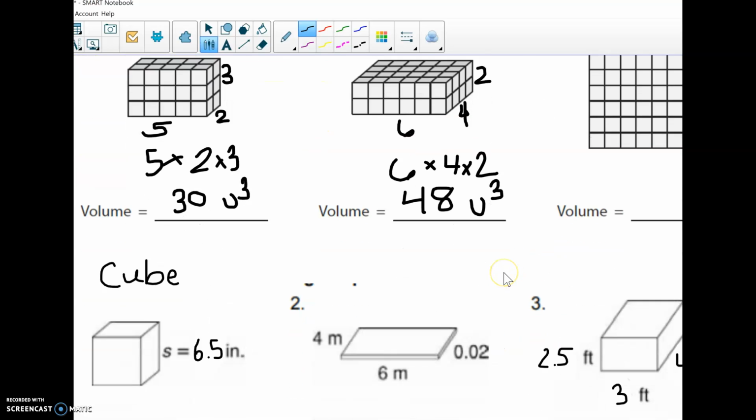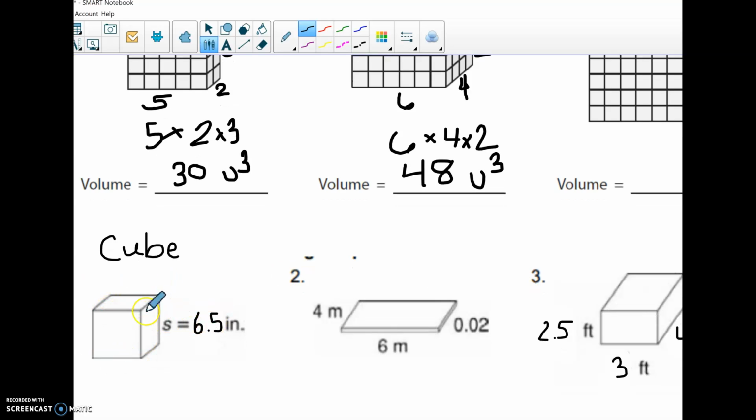Okay? Alright, what if I have a cube here, like a dice, it kind of looks like, and they say S. S means side length, so it doesn't matter which side length, they're all the same because it's a cube. The length, the width, and the height are all 6.5 because it's a cube. So to find the volume for this, I would multiply these 3 together. 6.5 times 6.5 times 6.5. So I just multiply all 3 of those together.